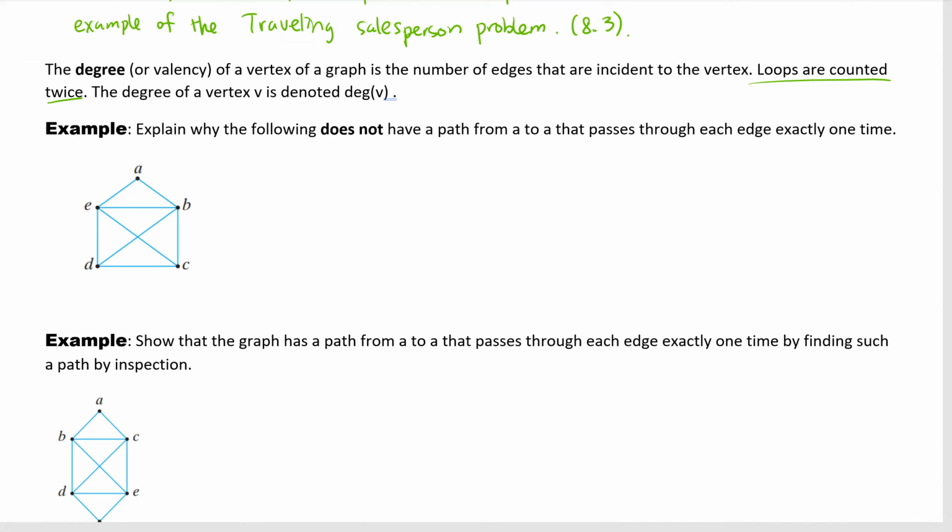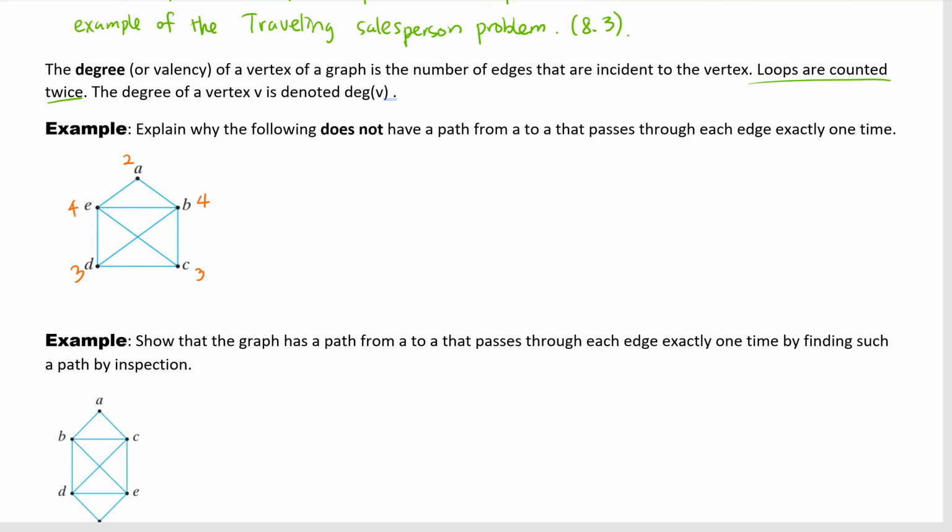let's look at the following example. Explain why the following graph does not have a path from A to A that passes through each edge exactly one time. Let's look at the degree at each vertex. Let's look at A. We have 2 edges connecting it, so degree is 2. How about E? We have 1, 2, 3, 4, so 4 edges. D: 1, 2, 3, so 3 edges. C: 1, 2, 3, so 3. B: 1, 2, 3, 4, so we have 4. So those are the degrees.